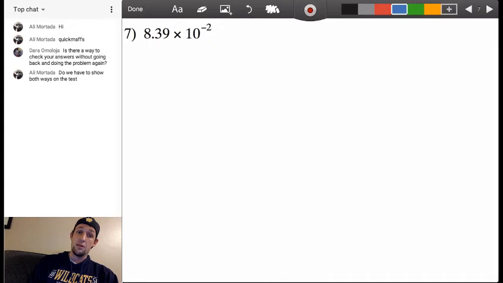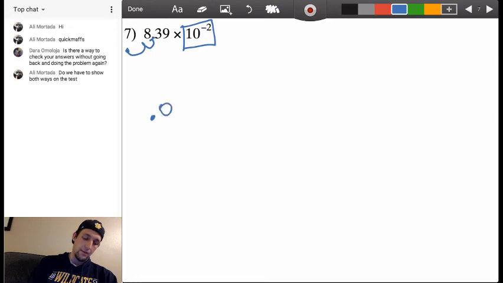This would show us how to go the other way. So this one, because it's a negative exponent, says divide by 10 2 times. So we divide by 10 twice, and again, stick in a 0 where needed.